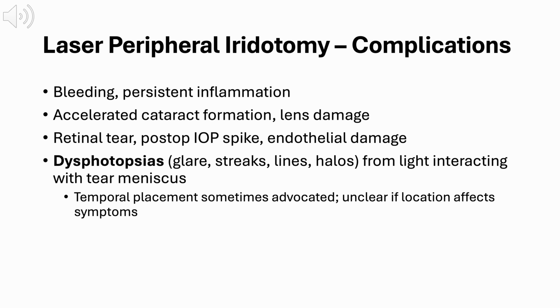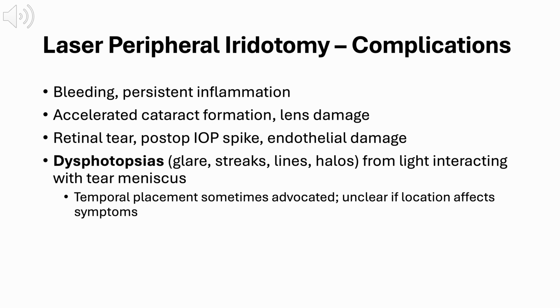When we talk about complications of an iridotomy, most of them stem from the same mechanisms we've already hinted at: mechanical disruption of tissue and postoperative inflammation. Bleeding and persistent irritation are the most common issues you'll see early on. With higher energy laser applications, there's always a theoretical risk of accelerating cataract formation or damaging the lens. The posterior segment isn't completely insulated either, and, although rare, retinal tears or significant pressure spikes can occur, along with endothelial injury at the corneal surface.